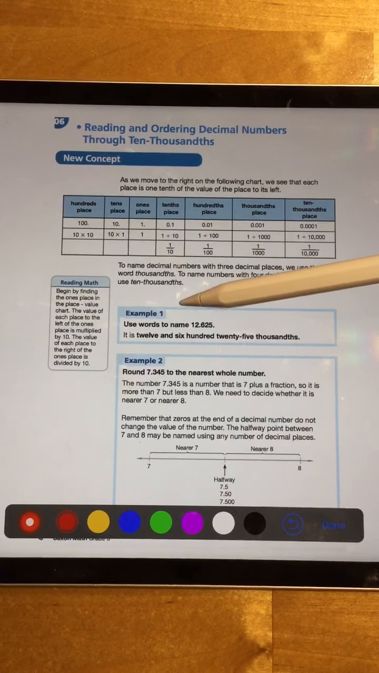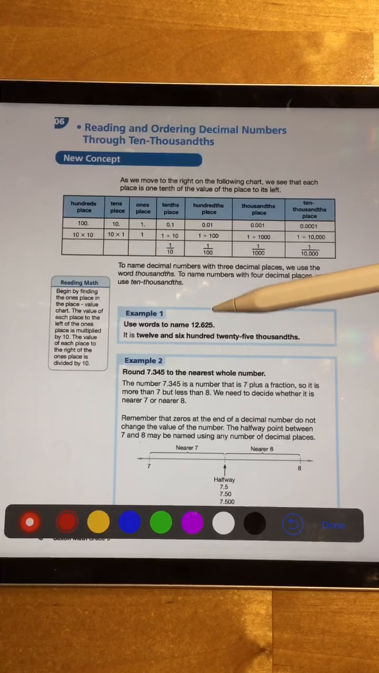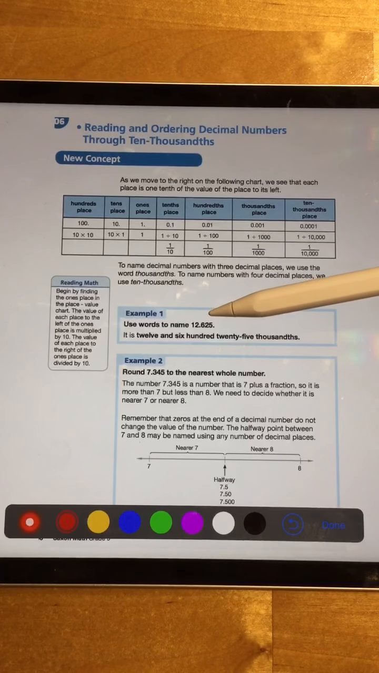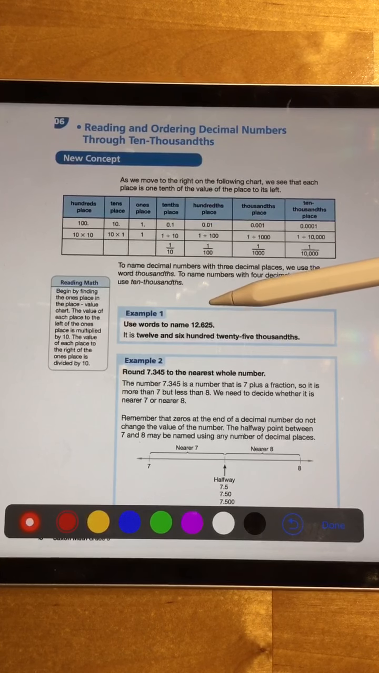So example 1, use words to name 12 and 625 thousandths. As you can see, you say it and you write it just as you say it.